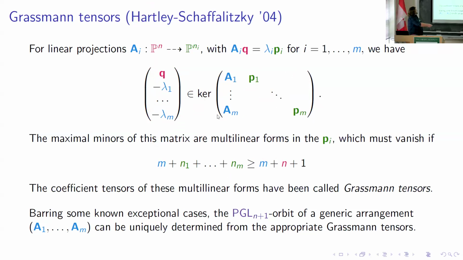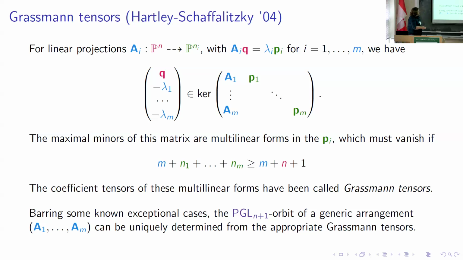And so notice that the minors of this matrix are going to be multilinear in the 2D points. And so there'll be multilinear forms which have to vanish if this matrix has more rows than columns. And so these multilinear forms have coefficient tensors, and these are what Hartley and Shafalitsky in their paper called Grassmann tensors.